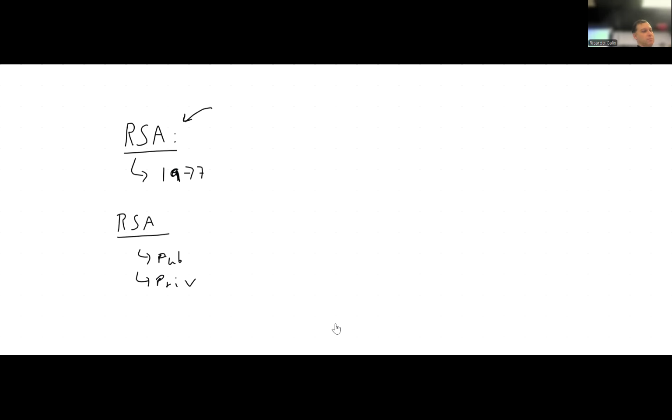All right, so what are the steps for RSA? That's the next thing that I'm going to do. Let me create a new slide here. All right, so now the RSA and the steps for RSA.